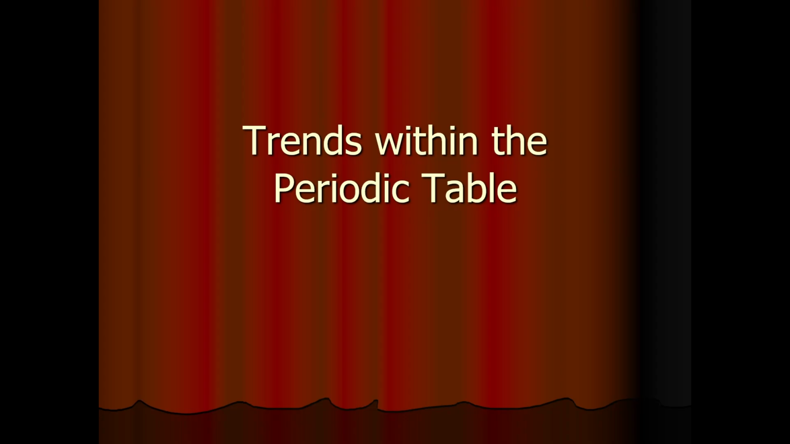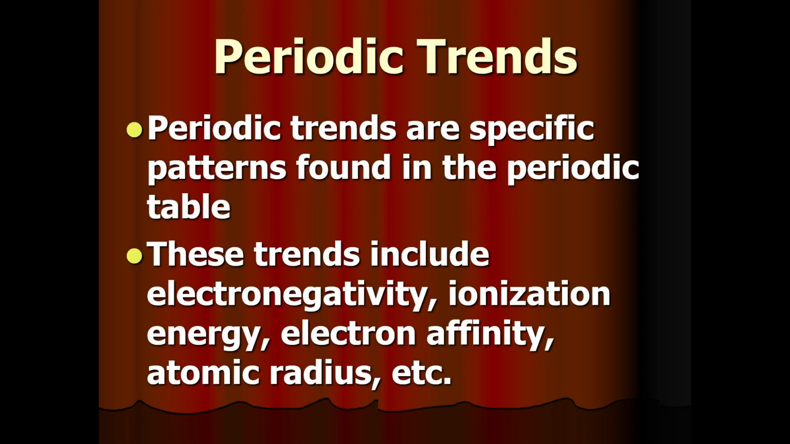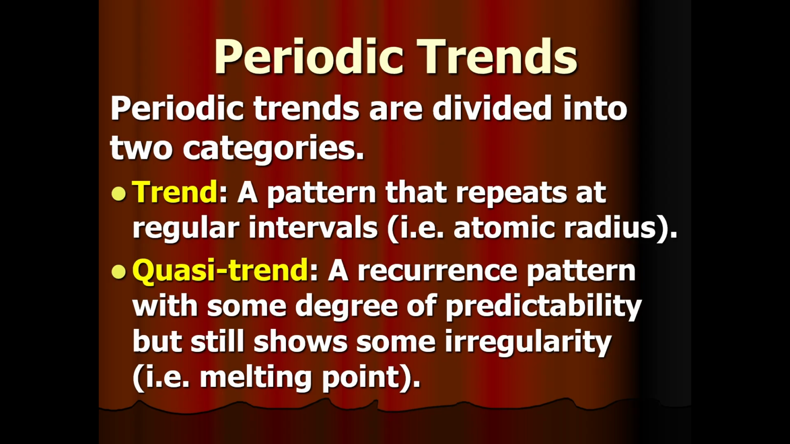Next, we will look at the various trends within the periodic table. Periodic trends are specific patterns found in the periodic table. These trends include such things as electronegativity, ionization energy, electron affinity, as well as atomic radius and others. Periodic trends are divided into two categories.